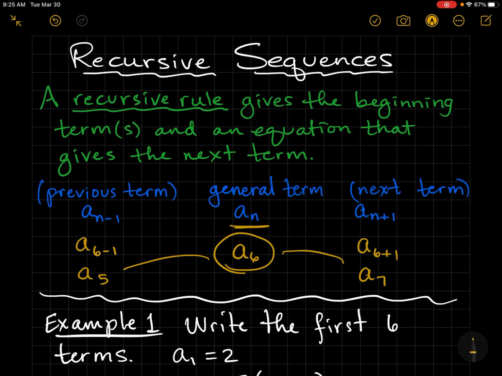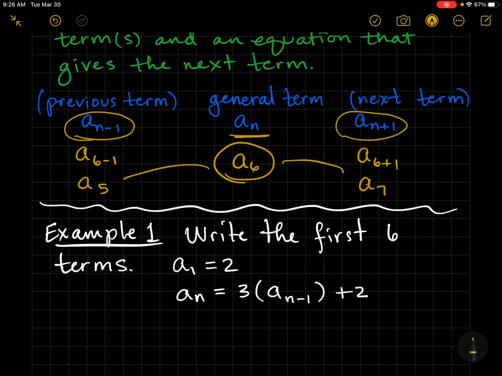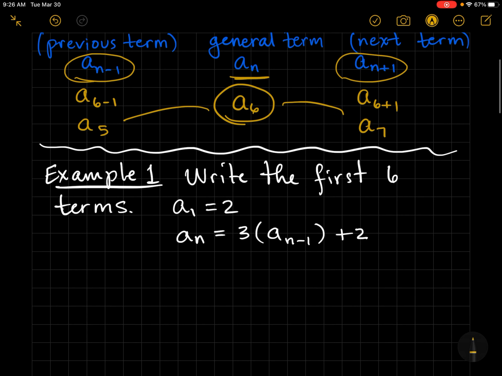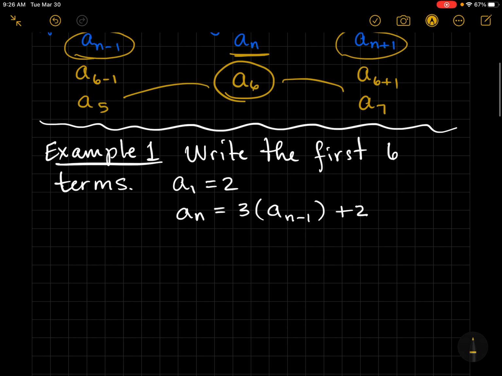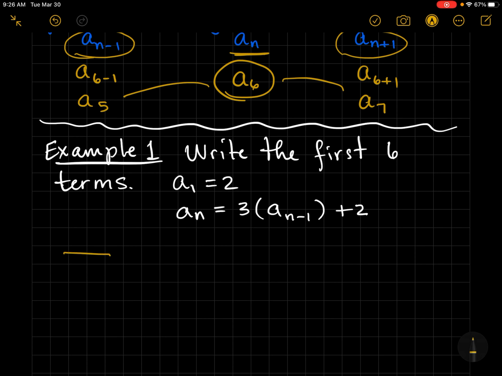So this is just another way of defining terms. Another way of saying previous term or next term. Okay, so you'll get the hang of it once we do a few examples. So let's write the first 6 terms. So we would have A1, A2, A3, A4, A5, and A6.